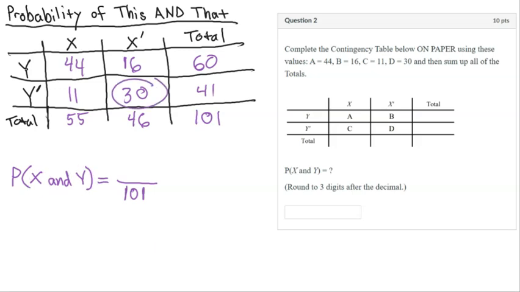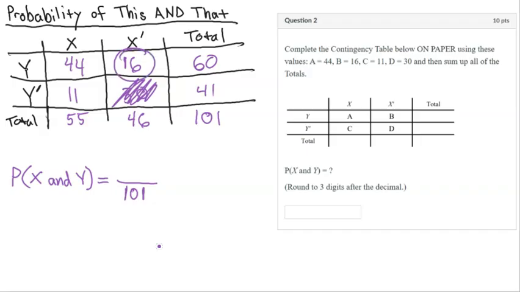Well, let's look at this 30. This 30 right here includes X complement and it includes Y complement. Well, that's not X or Y. It's not either of them. So we're definitely leaving that one out. Okay, so this one is out.